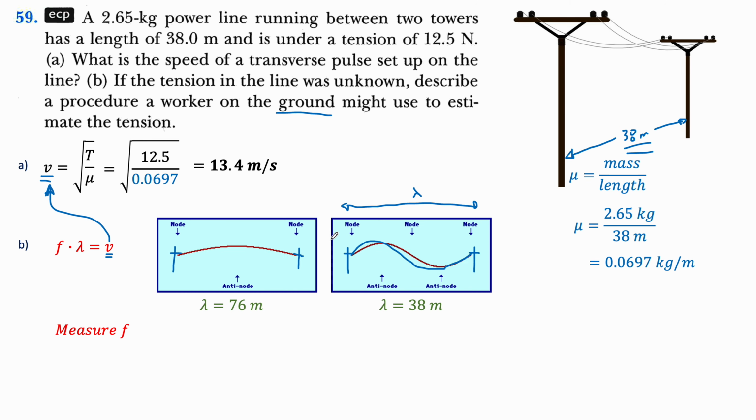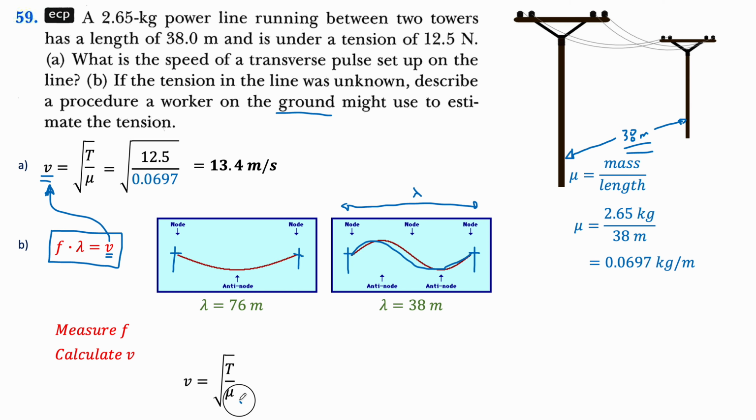Once you know the wavelength and the frequency, you can, of course, calculate velocity using this equation. If we know velocity, we can, of course, use this equation now, assuming we know mu, we know velocity, and yeah, sure enough, you could calculate the tension. This is one possible way of doing it amongst many other ones. Hopefully this helps.